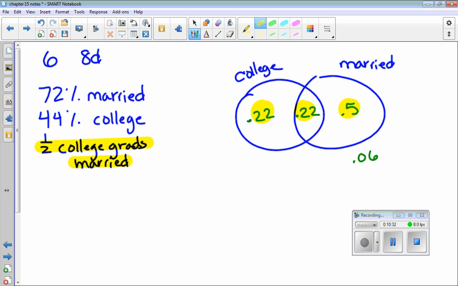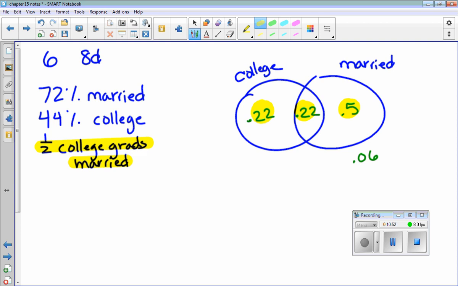Okay, where did you get the delta? Because I see I have the 0.22 in the middle there, but you have to subtract the 72 though, or is that not true? Yeah, we had to subtract 0.22 from 72 to get to 0.5. Because when we're looking at the married, everything in the married circle has to add up to 72%.